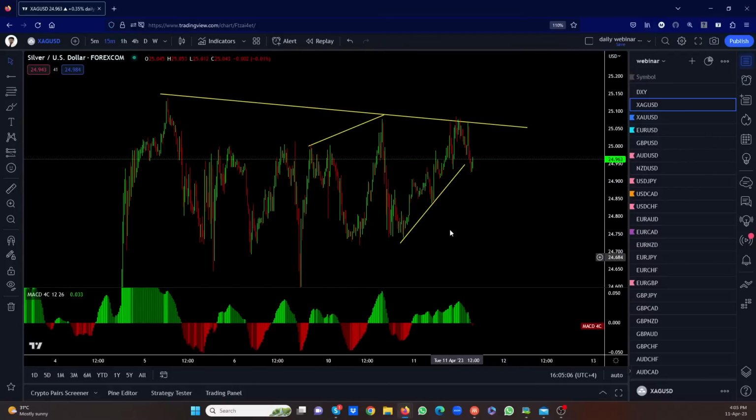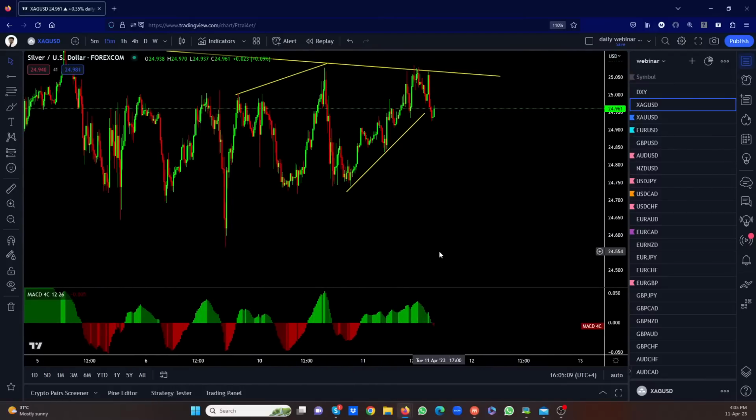So we're looking for a flag here to get the trade to come to the bottom here. If we get that trade, we'll take it, right?